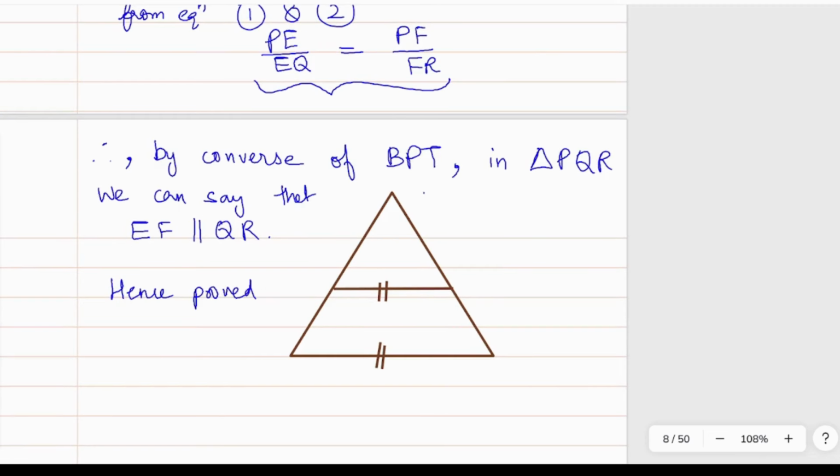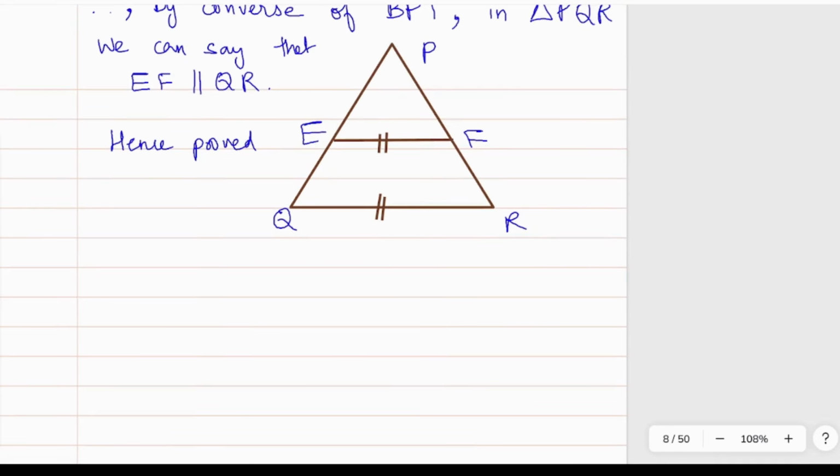If you are looking here, this is the triangle P, this is Q, and this is R, this is EF. Here what we got? PE divided by EQ equal to PF by FR. In that case, if these sides are proportional, then automatically EF will become parallel to QR. Okay, at the end we will write hence proved.